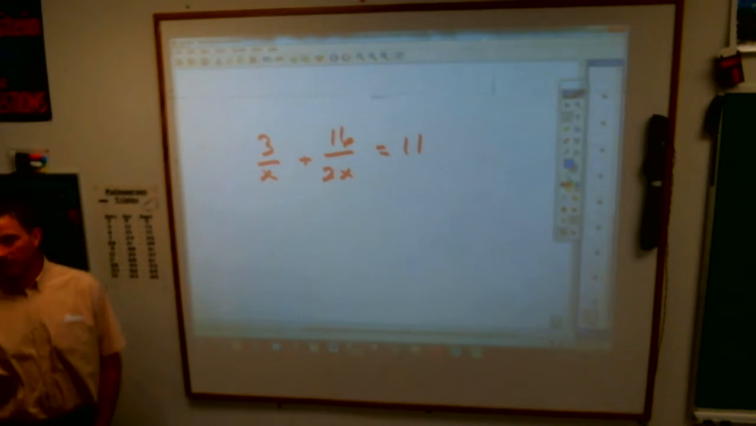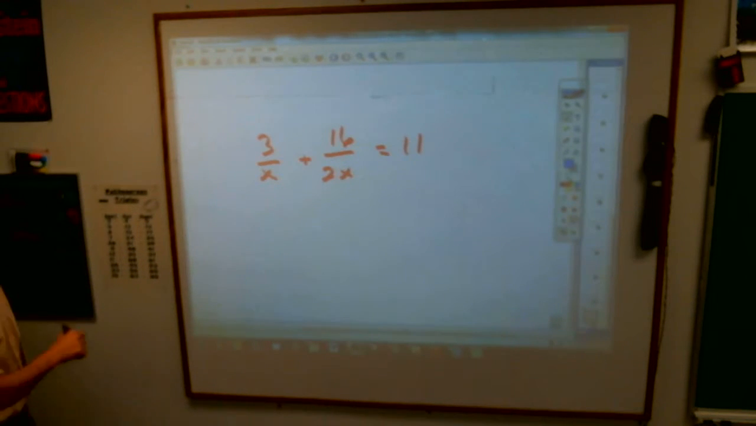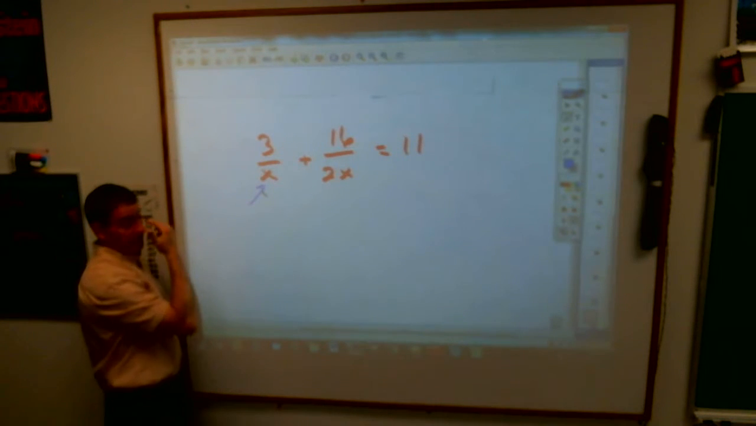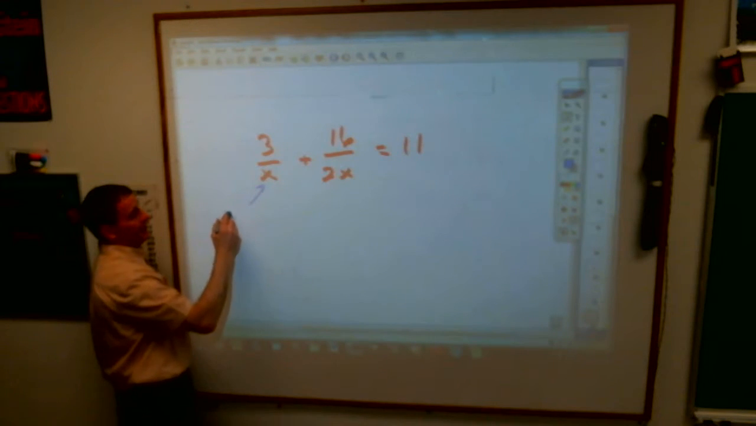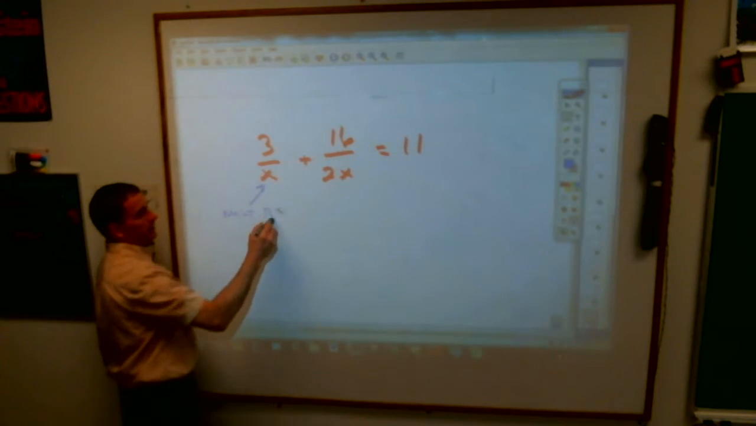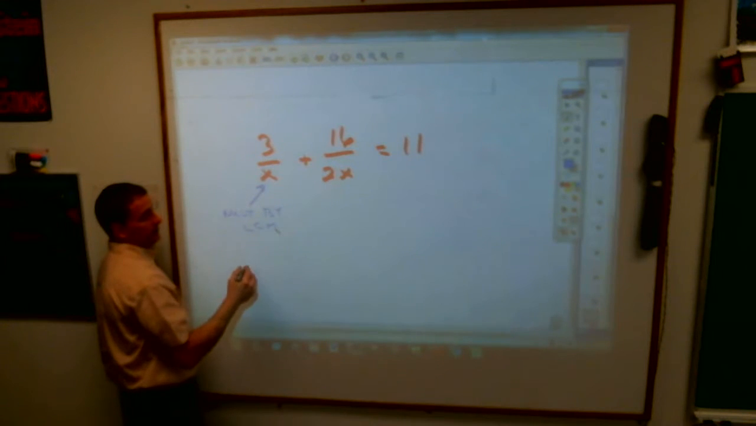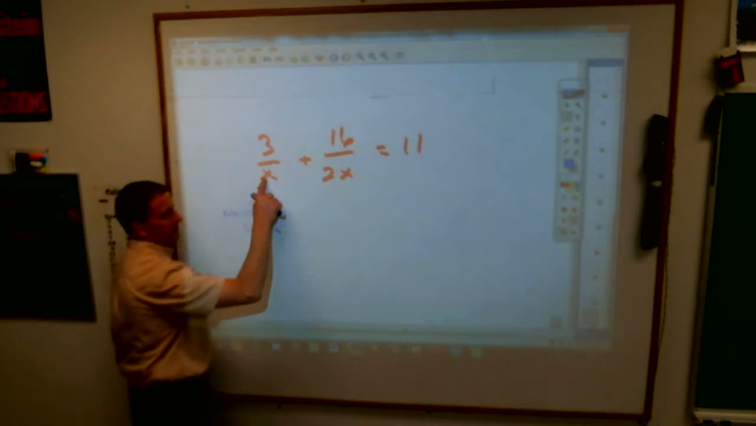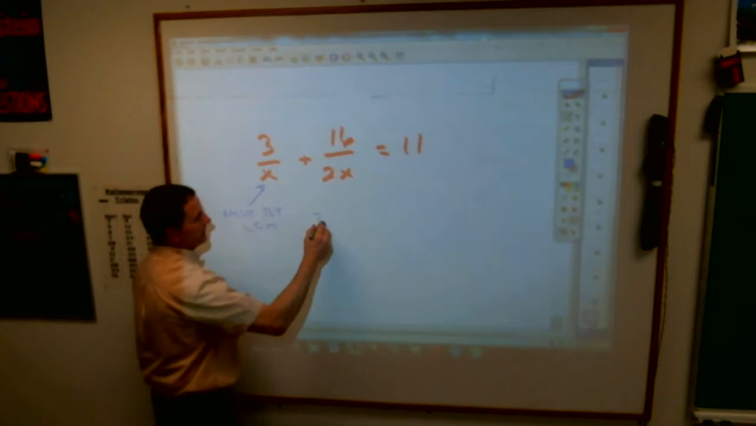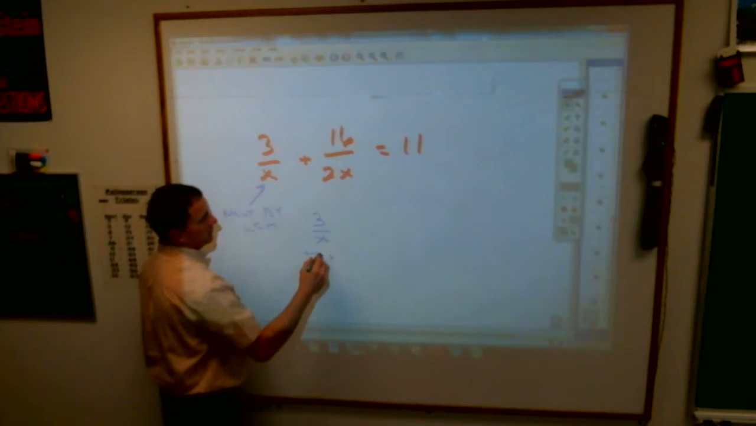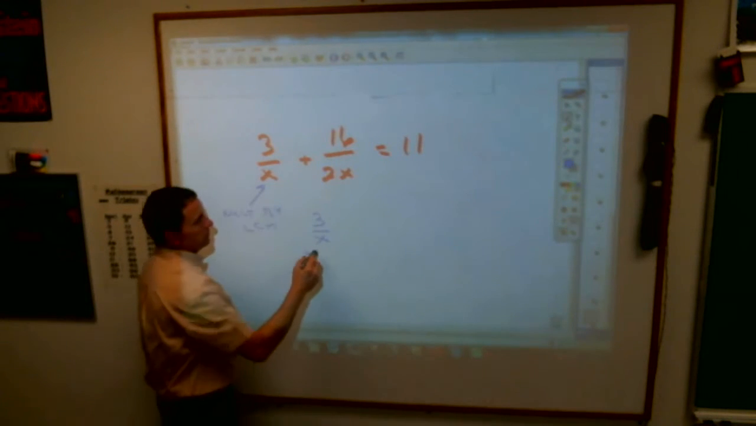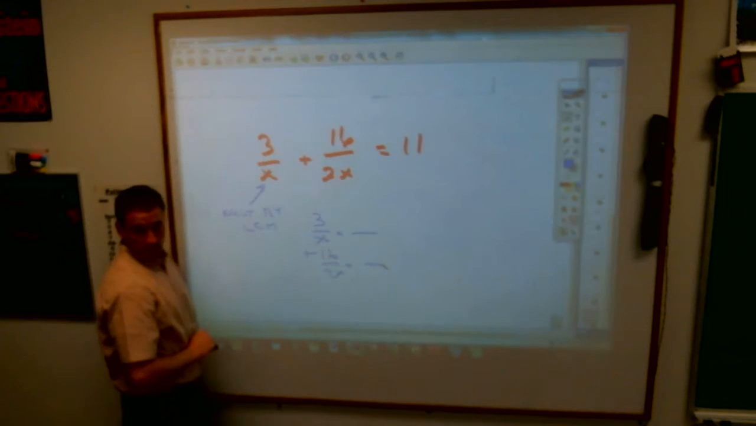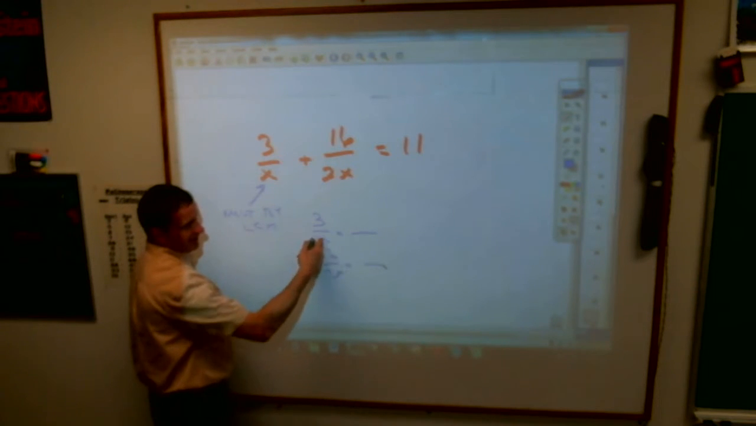When you come across stuff like this, you want to get rid of those denominators that are x's, because it just doesn't work well with this. So what you need to do is multiply everything by the least common multiple of the denominators. Just like when you add fractions together, what's the smallest thing that both x and 2x go into? If I were adding 3x and 16 over 2x together, what's my common denominator? 2x, right? Factor it, you get an x, you get there.